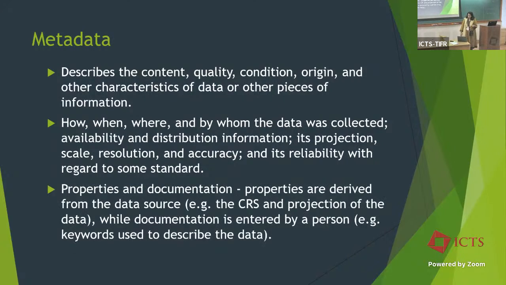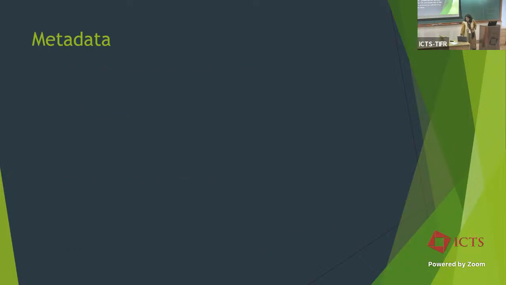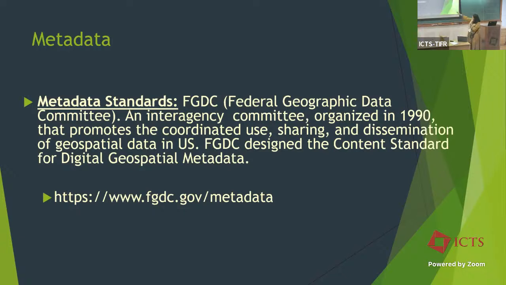Also documented are properties derived from the data source, so the CRS, the projection of the data, and who created that dataset. There are certain keywords in metadata that can be used. The source of these standards is the FGDC, Federal Geographic Data Committee. I urge you, if you are going to create GIS layers at some point, this is a good standard to use when you prepare the metadata for the layer you are creating.